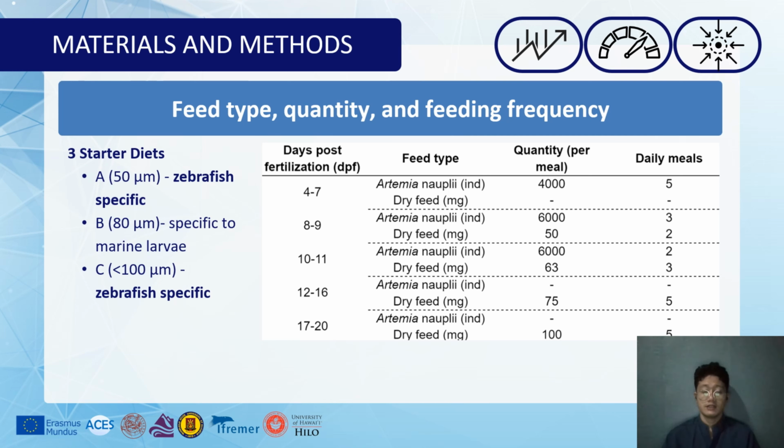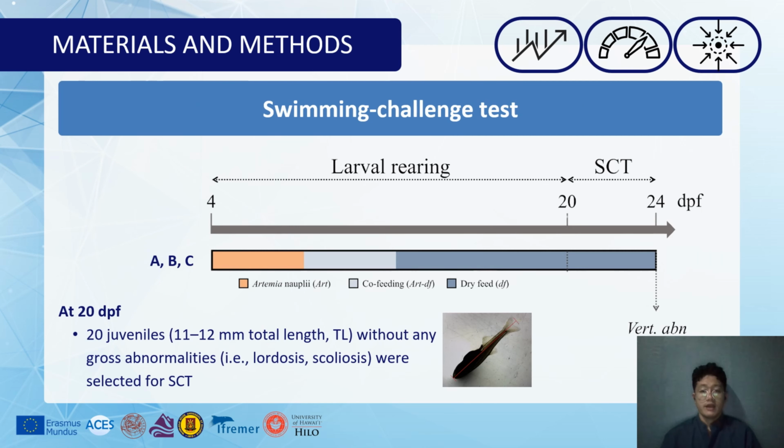In terms of feeding, it started at the fourth day post fertilization. So at 4 to 7 days, they were only given Artemia nauplii. At 8 to 11 days, it was a combination of Artemia nauplii and dry feed. While from the 12th to the 20th day, they were given dry feed only. At 20 days post fertilization, 20 juveniles measuring around 11 to 12 millimeters in total length, without any gross abnormalities or without lordosis and scoliosis, were selected for the swimming challenge test.